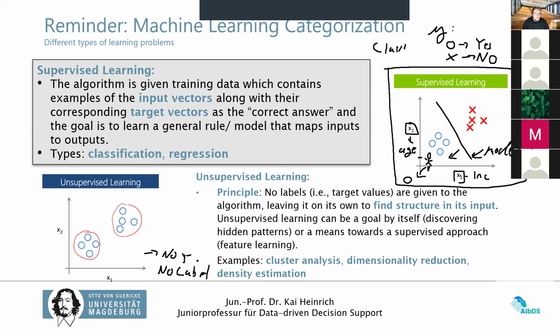Now here I create buckets, basically. I need to put similar people in one bucket and people that differ in another bucket, right? So this is unsupervised learning. You know that from cluster analysis. I have a lot of examples, of course.